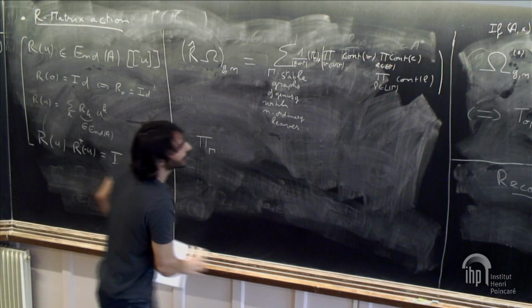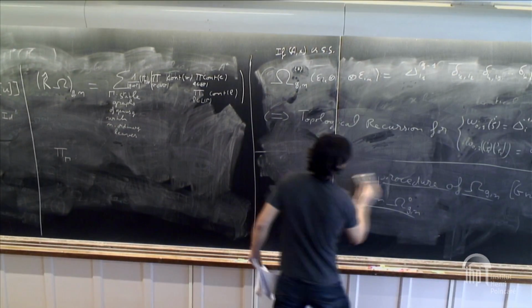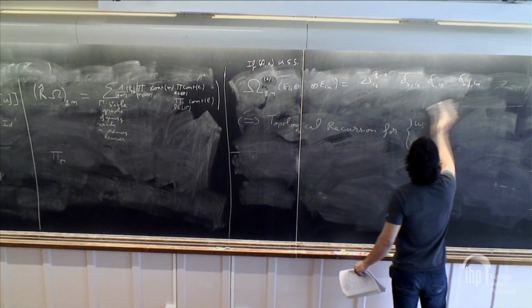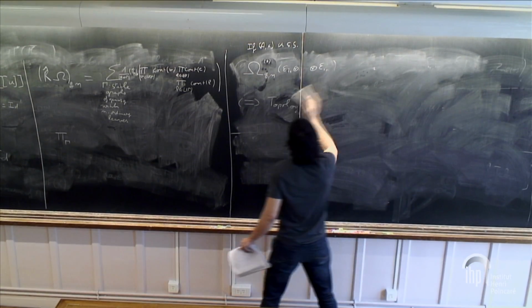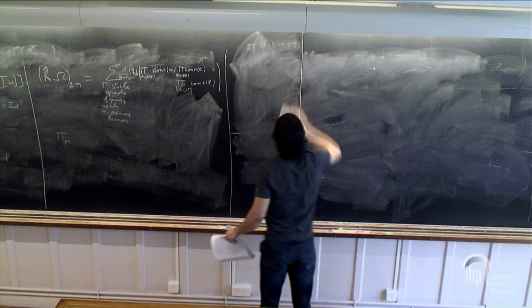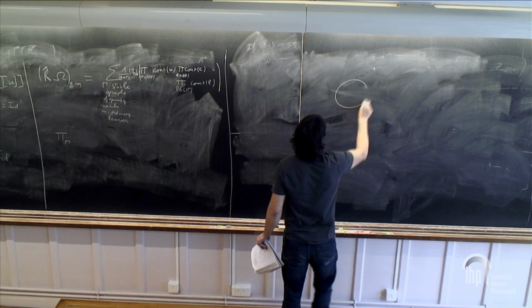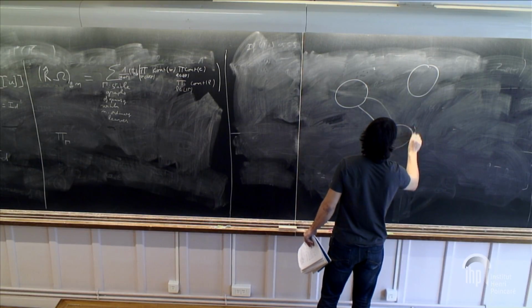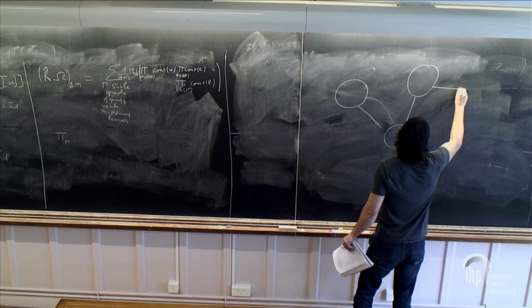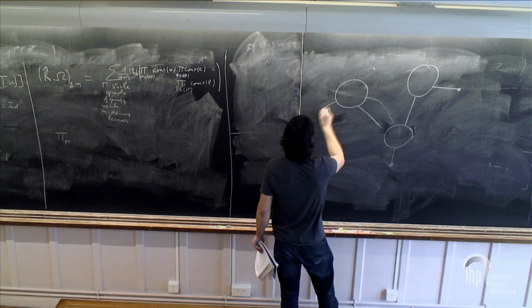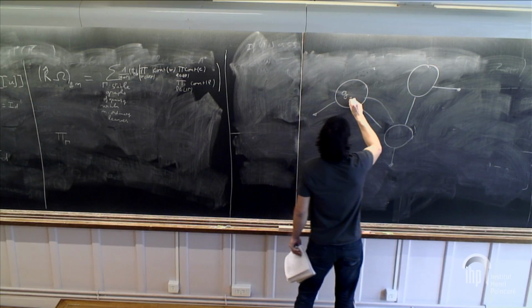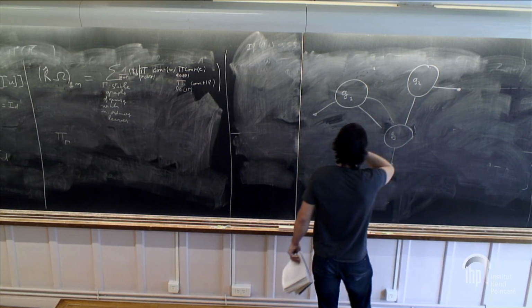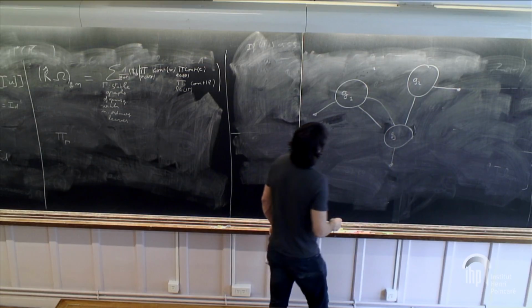So let's make a drawing here. You've got a stable graph. We've got vertices which are linked by edges, with leaves, and genera g1, g2, g3. OK, so you've got this type of graph.